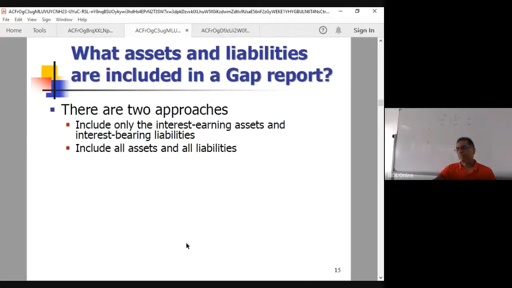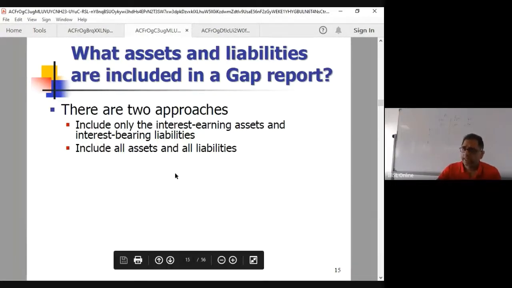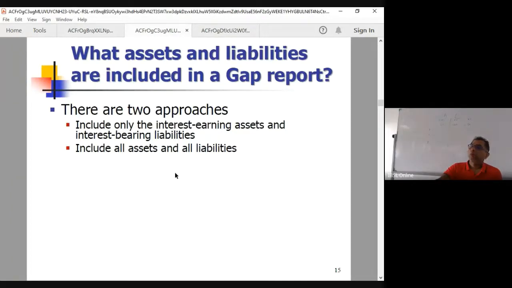So what assets and liabilities do you include in the gap report? You can either have your interest earning assets and interest bearing liabilities, or you can have all your assets and liabilities. So for example, as a liability, you can include your current account balances as well as your savings and fixed deposits as a liability.